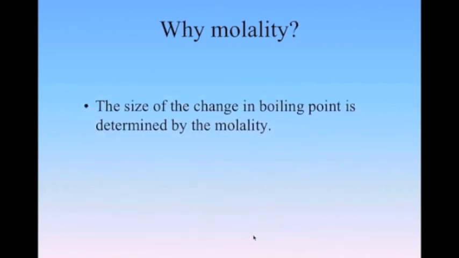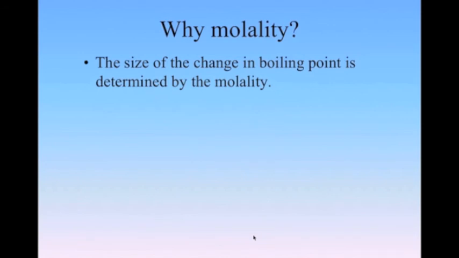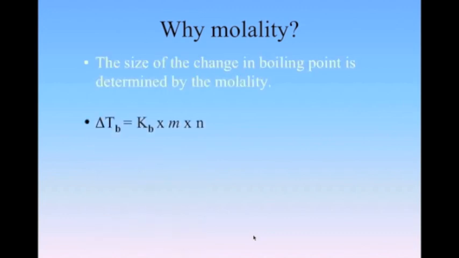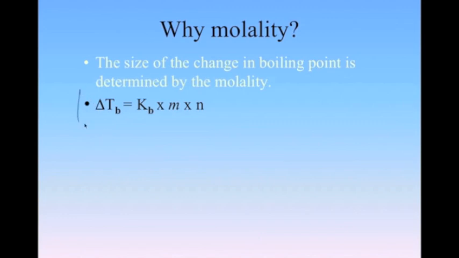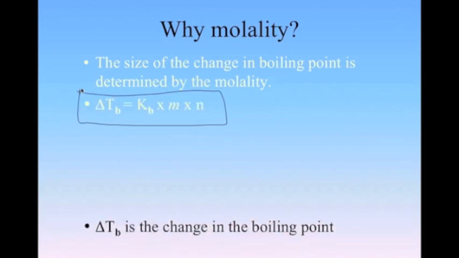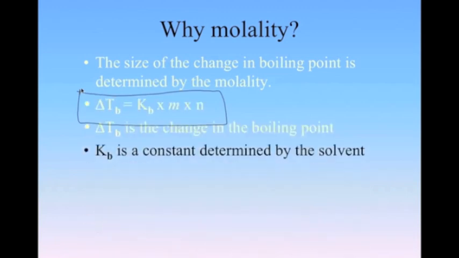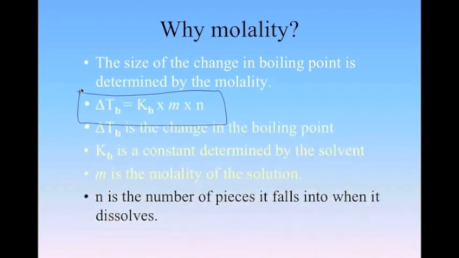Now, the reason why we have molality is because the size of the change in the boiling point is determined by molality. So we use it to find how much our boiling point is going to change, and we use this equation to do it. Guys, I'm really just showing you this so that you know this is why we do molality. It's not just another thing to be confusing, but it's trying to show you what we use it for.